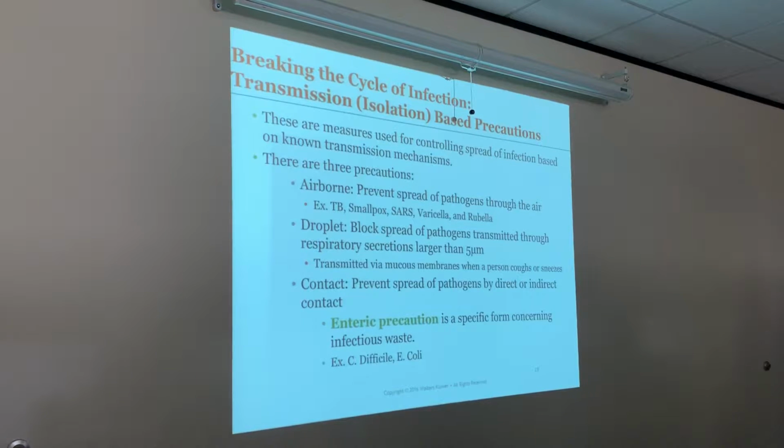Transmission and isolation-based precautions are measures used for controlling the spread of infection based on known transmission mechanisms for each disease. Okay? There are 3 types of transmission-based precautions: airborne, droplet, and contact. Airborne precautions are for preventing the spread of pathogens through the air. Examples would be TB, smallpox, SARS, varicella, and rubella. Airborne precautions mean we're going to probably wear a respirator mask, an N95 mask.